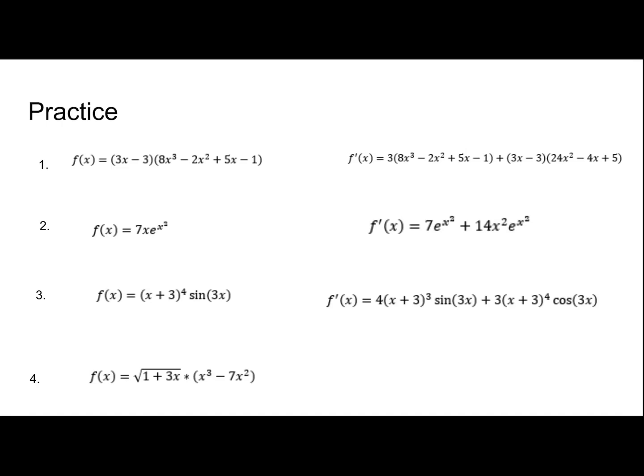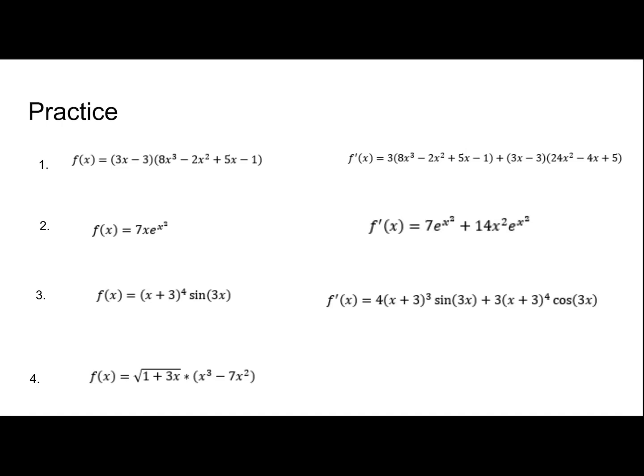So the derivative of the square root of 1 plus 3x is 1/2 times (1 + 3x)^(-1/2) times the inner function's derivative, which is 3. For the second part of the equation, we have x cubed minus 7x squared. The derivative is just 3x squared minus 14x.